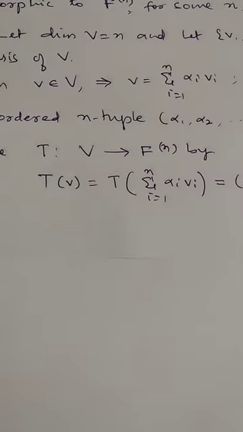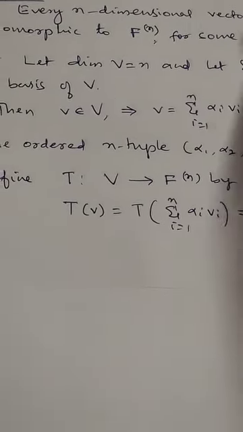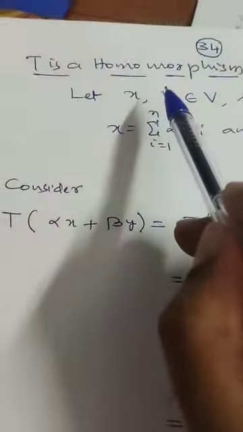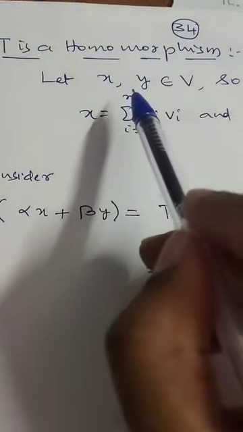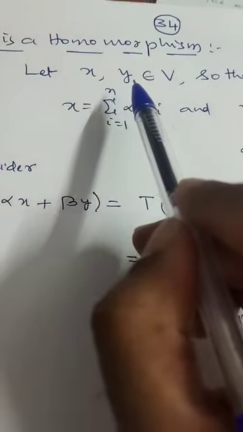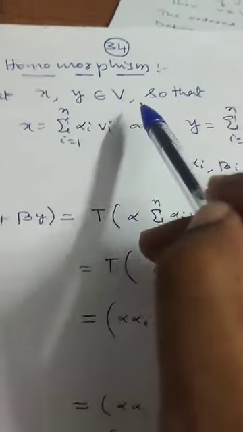Now we show this mapping T is a homomorphism, one-one and onto. Okay. So first let us take up this: T is a homomorphism. For this I take any two elements of V, so that x and y are any two elements of V.